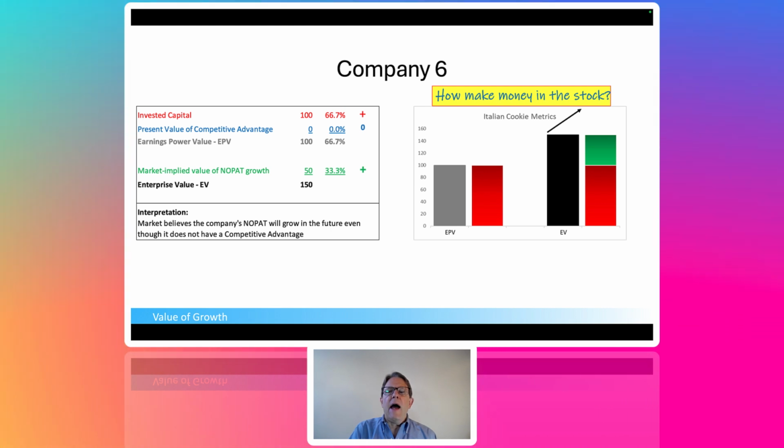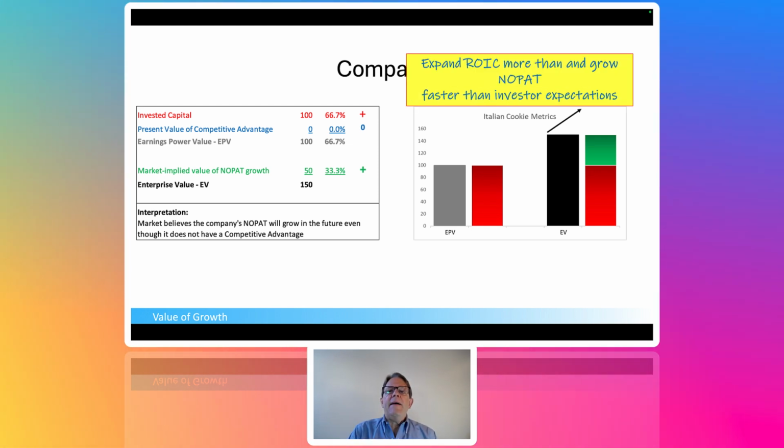How do you make money in the stock? This is a tricky one because what's priced in is an expansion in the return on invested capital. That's the key. So how do you make money in the stock? The company has to expand its ROIC more than, and grow NOPAT faster than, investor expectations. So what's priced in is the business is going to get better. That's what you're paying for. How do you make money? The business gets better, but it gets better than investors think. So the blue shows up, and probably you need some growth on top of that. Now, probably hard to develop blue without growth, but you need the company to expand its return on invested capital and probably grow its NOPAT.